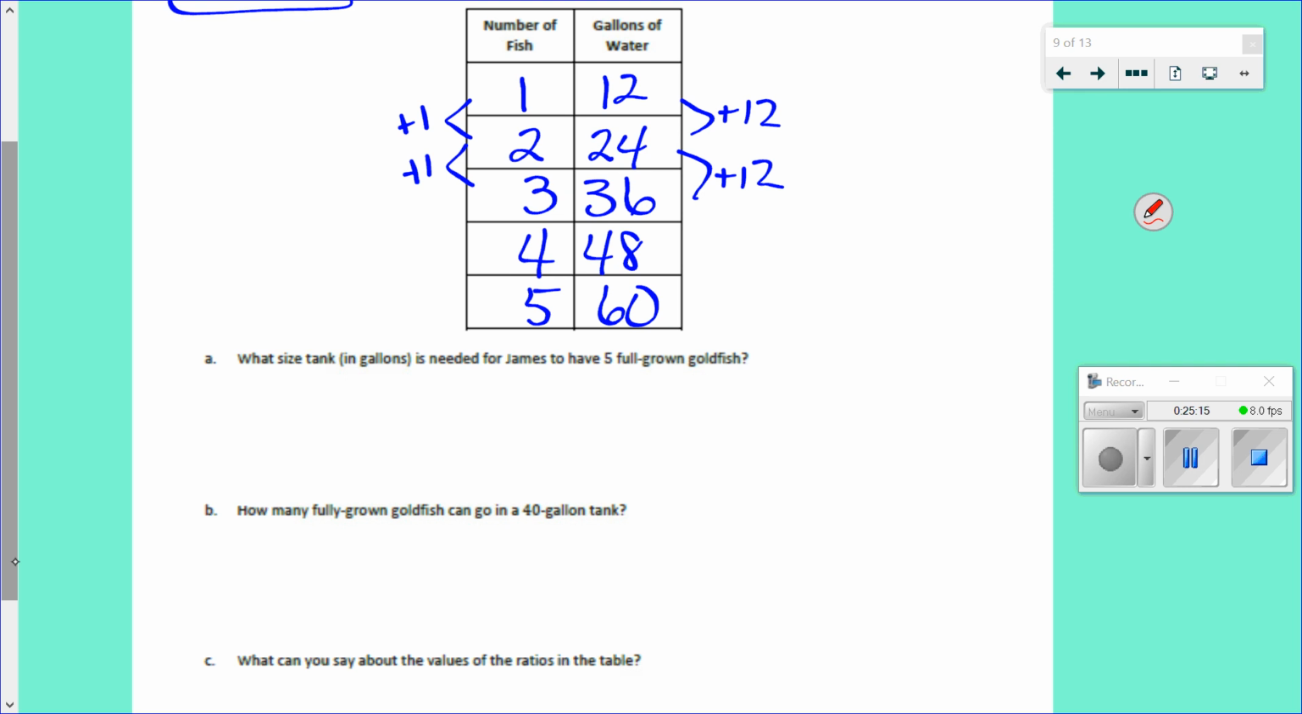Okay, part A. What size tank in gallons is needed for James to have 5 full-grown fish? So here's the advantage of the table. Now that I've got the table built, it's a quick reference chart for all of these follow-on questions. Gabe, what do you got? 60. Thank you. He needs 60 gallons of water.